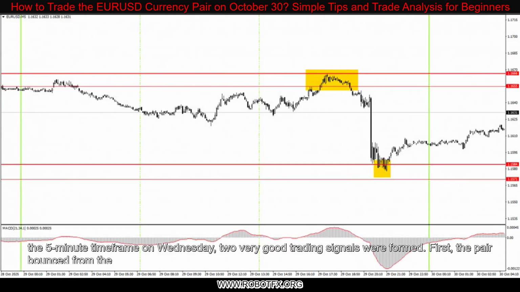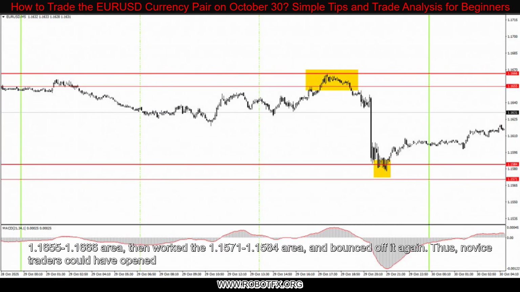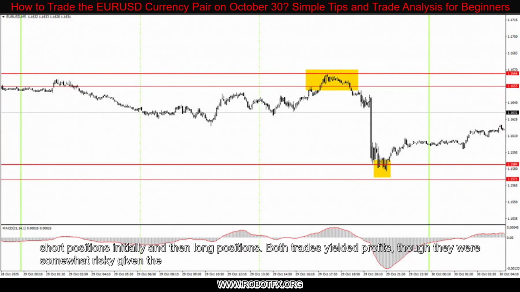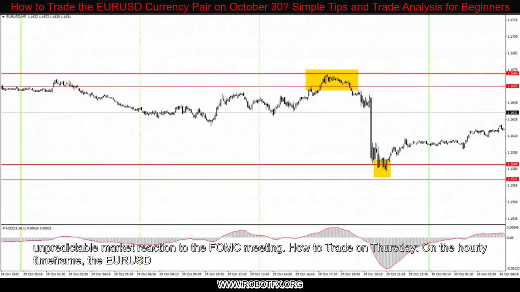5M chart of the EURUSD pair. On the 5-minute time frame on Wednesday, two very good trading signals were formed. First, the pair bounced from the 1.1655-1.1666 area, then worked the 1.1571-1.1584 area, and bounced off it again. Thus, novice traders could have opened short positions initially and then long positions. Both trades yielded profits, though they were somewhat risky given the unpredictable market reaction to the FOMC meeting.